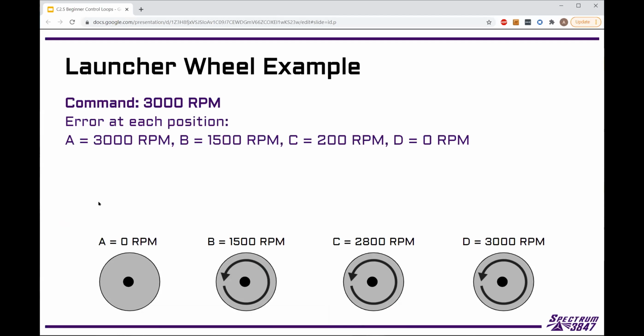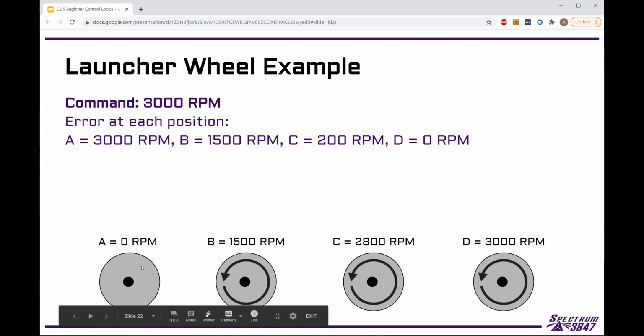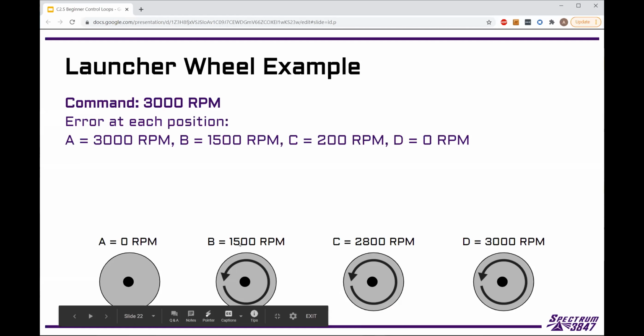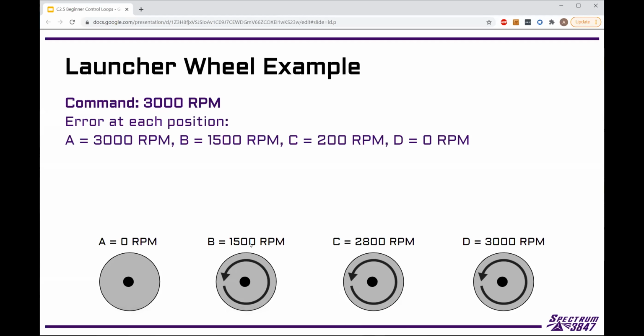In this diagram, this one is a little bit harder to tell because we don't just have heights. So these are the current velocities at each of these timestamps. At the very beginning, the wheel's not spinning at all. At B, it's spinning at 1500 RPM. At C, it's spinning at 2800 RPM. At D, it's spinning at 3000 RPM. We're commanding it to go 3000 RPM.